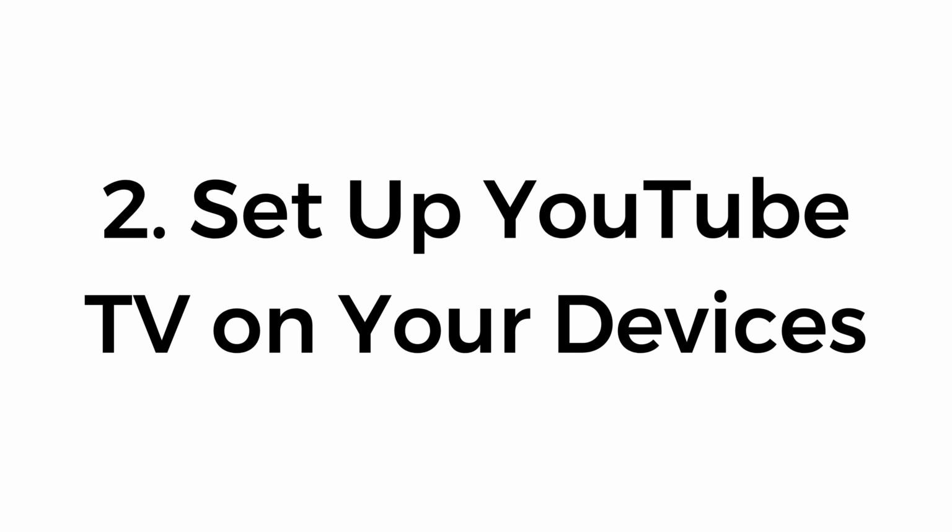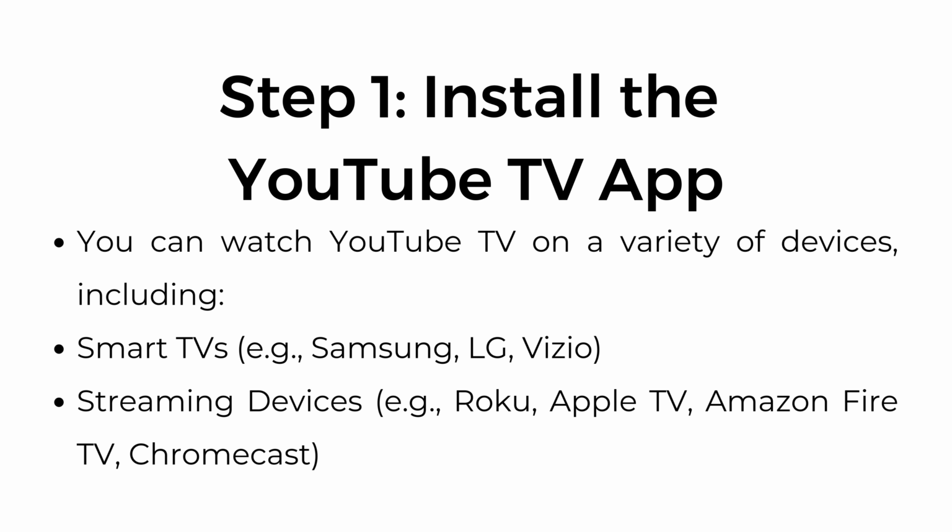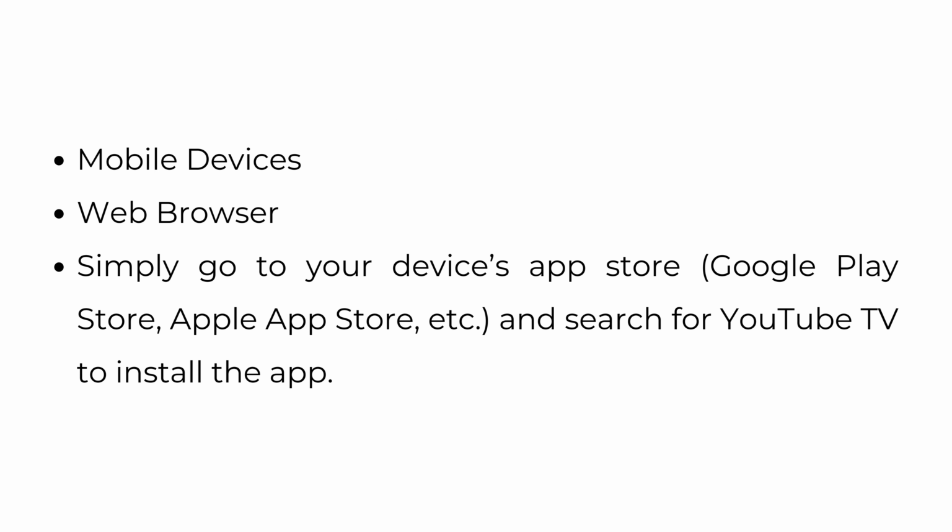Number 2, set up YouTube TV on your device. Step number 1, install the YouTube TV app. You can watch YouTube TV on a variety of devices, including smart TVs such as Samsung, LG, Vizio, streaming devices such as Roku, Apple TV, Amazon Fire TV, and Chromecast, mobile devices, and web browsers.